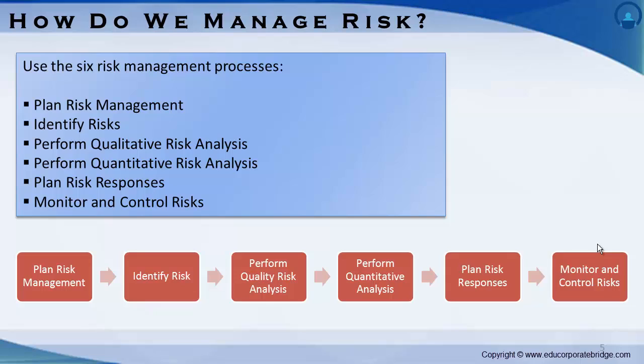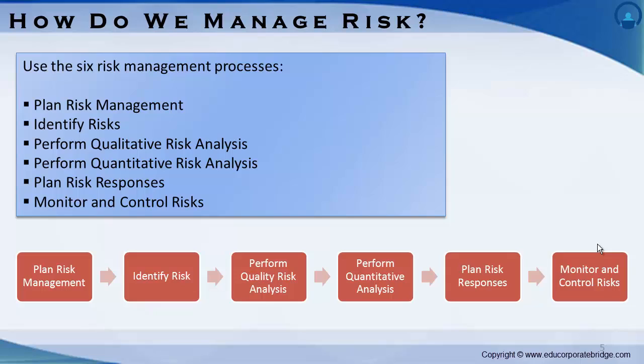Third, perform qualitative risk analysis. It is the process of prioritizing risks for further analysis or action by assessing and combining their probability of occurrence and impact. Fourth, perform quantitative risk analysis. It is the process of numerically analyzing the effect of identified risks on overall project objectives.